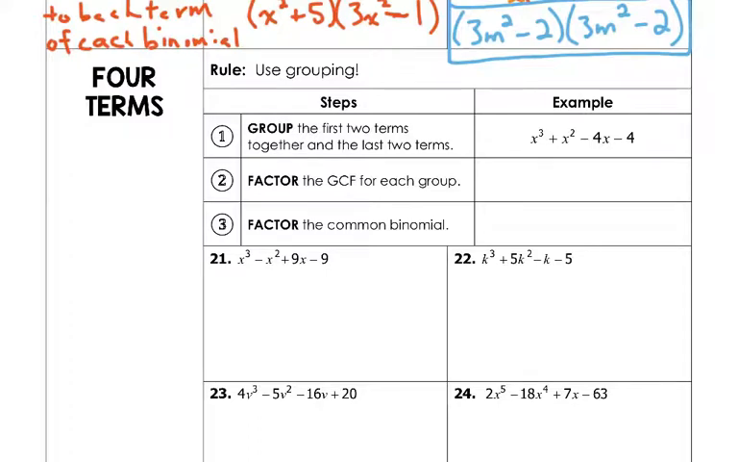Grouping terms. All right, so steps. Step 1: group the first 2 terms together and the last 2 terms together. So the first 2 terms, we're going to group them, and then the last 2 terms, we group those, and we put parentheses around them. Step 2 says factor the GCF for each group.